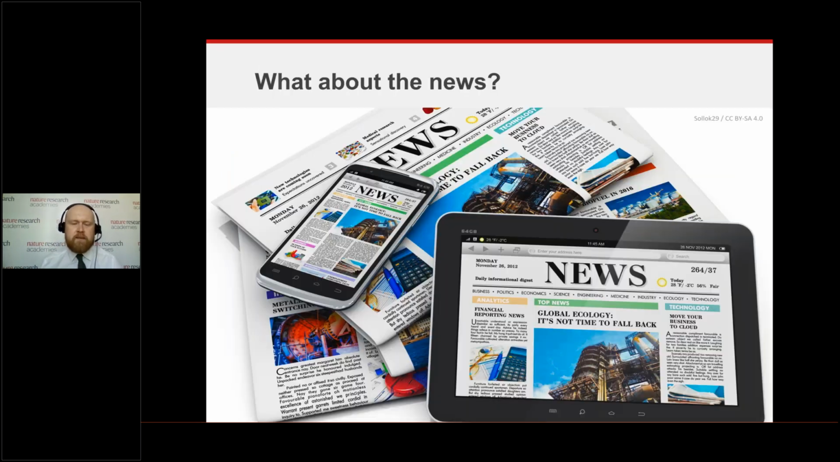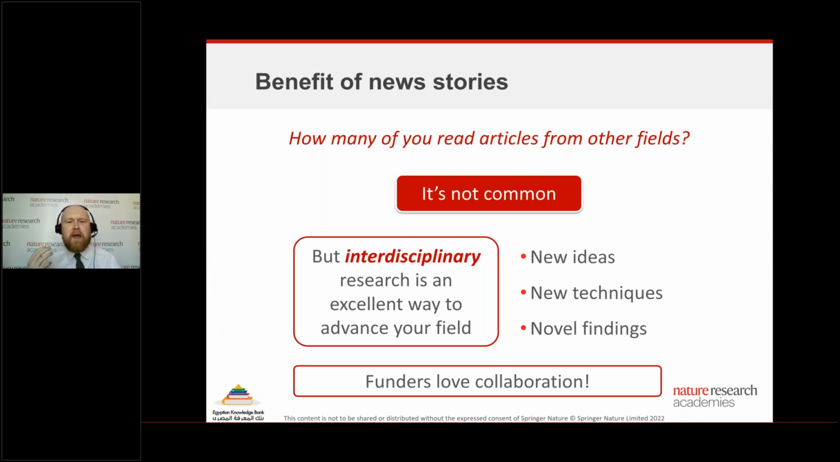As I've highlighted already, it can be really useful to use news outlets as an opportunity to learn about other research. How often do you read articles from outside of your own field? It's not very common. Normally as a researcher, we read articles closely related to our own work. But remember, interdisciplinary research is an excellent way to advance your field. It's an opportunity for you to learn and establish new ideas, new techniques. You can gain highly novel findings through being an interdisciplinary scientist. Now, for these reasons, funders love collaboration.